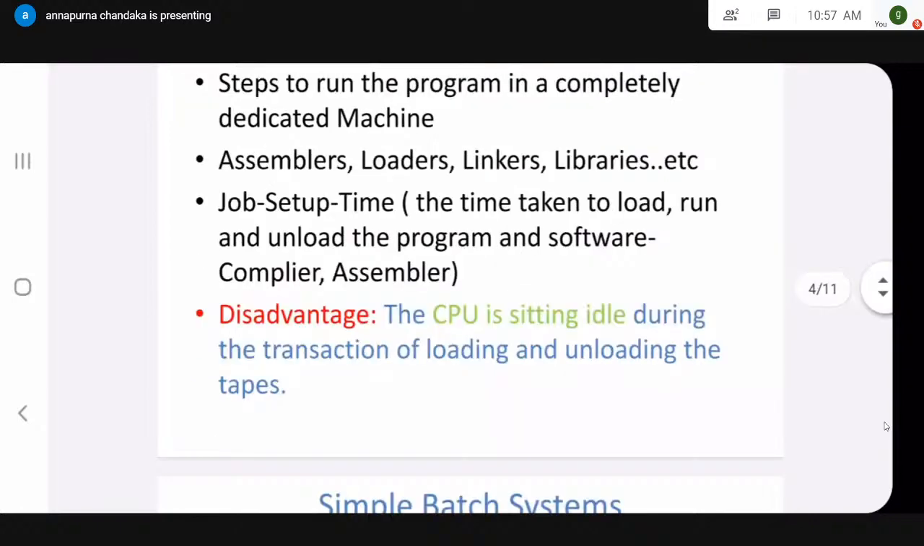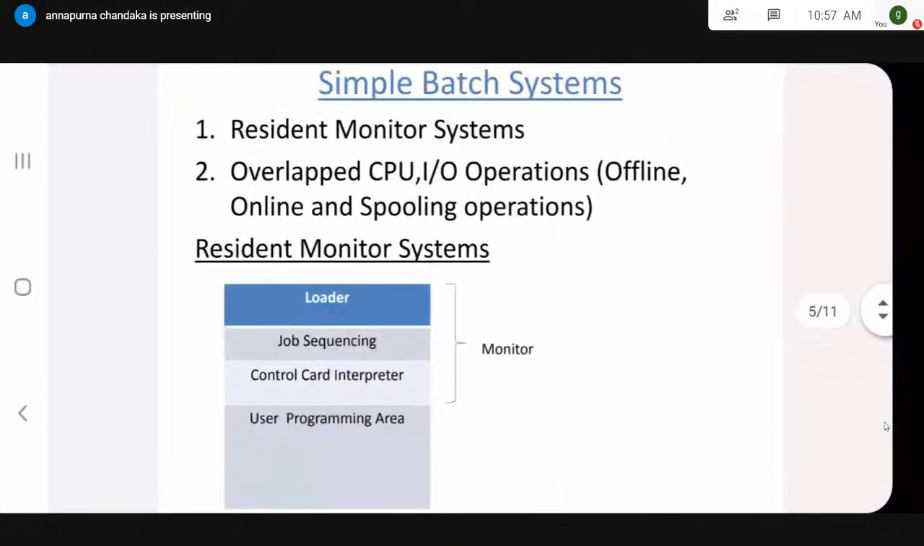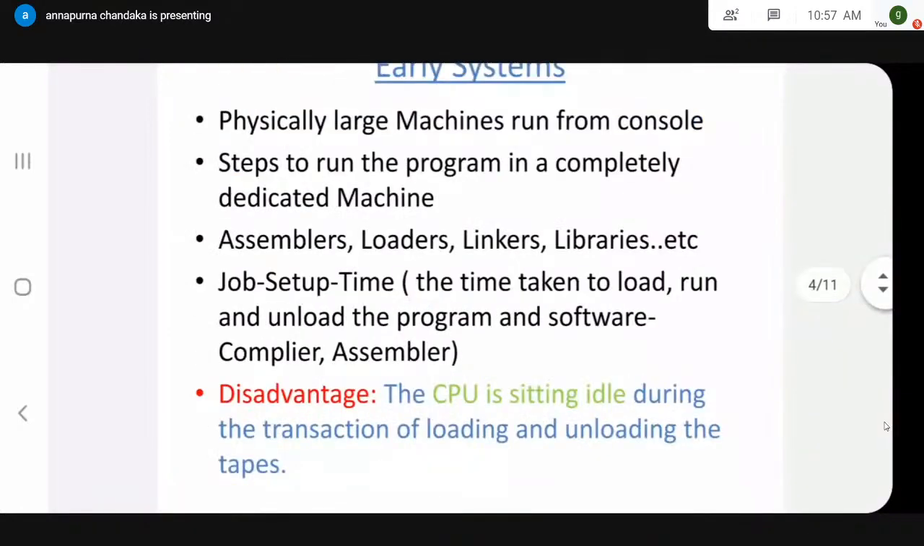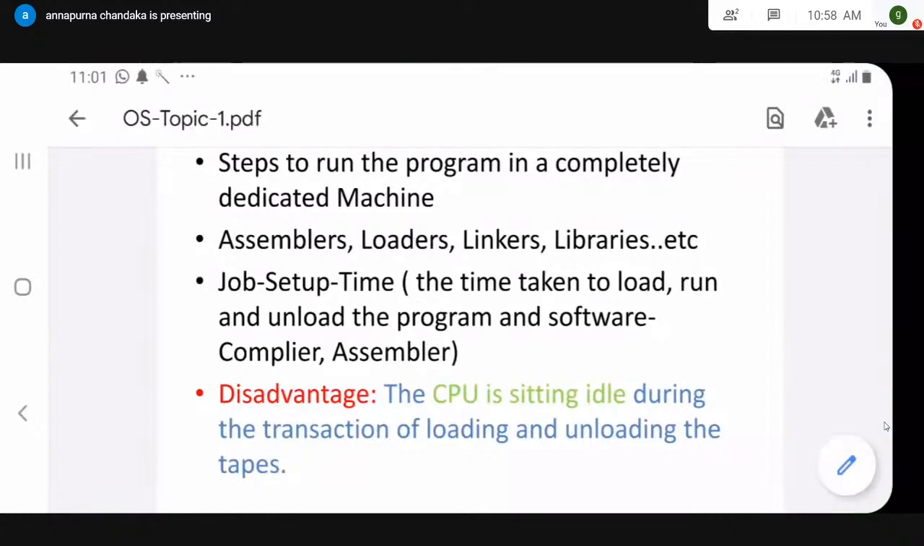Next, step number 4, run the assembler. Today, the assembler and compiler are integrated into a single program. In earlier days, the assembler was separate and the compiler was separate. Your compiler is only responsible for converting a high-level language program into assembly language. After that, you supply that assembly language program to the assembler, which is responsible for converting it into machine language.